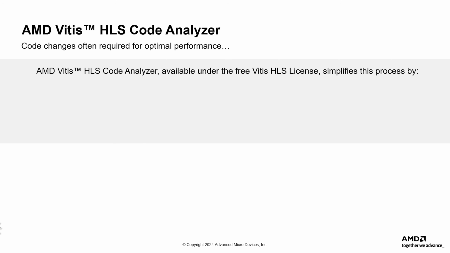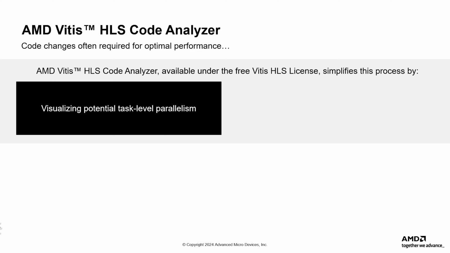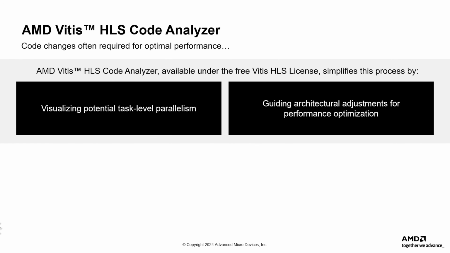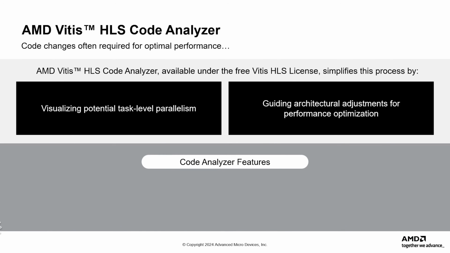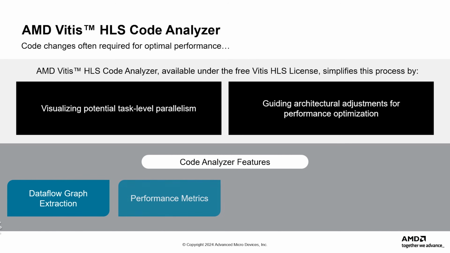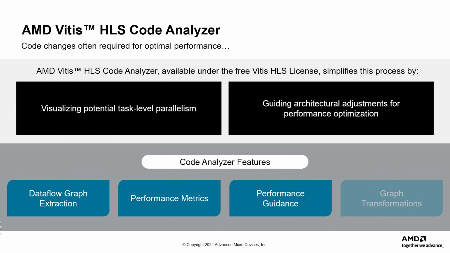To assist you with this effort, Vitis HLS Code Analyzer provides features that let you visualize the potential for task-level parallelism and understand the architectural changes needed to optimize performance. Code Analyzer will be available only under the new HLS license. Features of Vitis Code Analyzer include data flow graph extraction, performance metrics, performance guidance, and graph transformations.